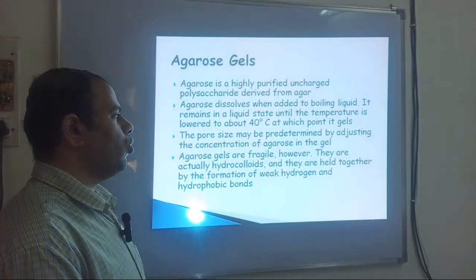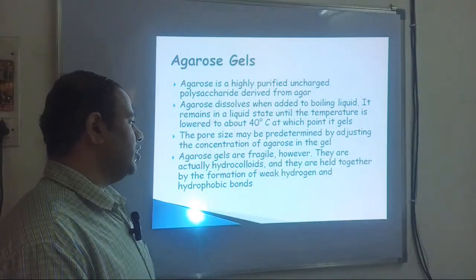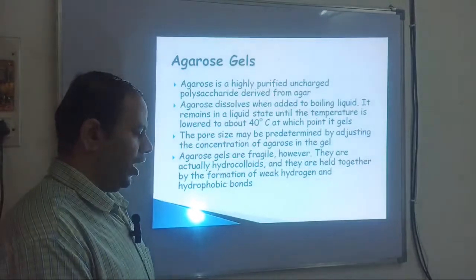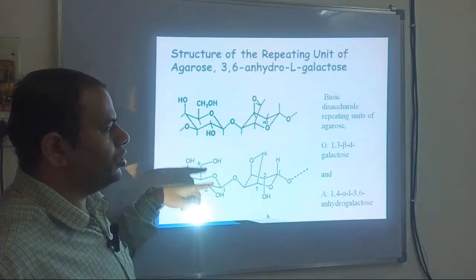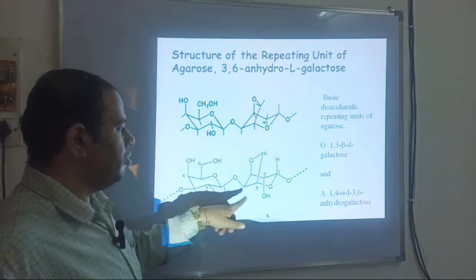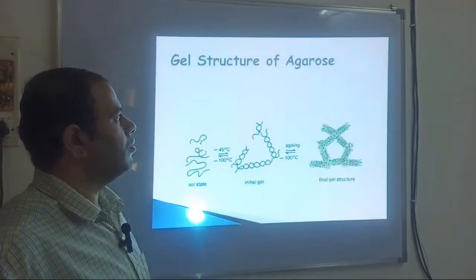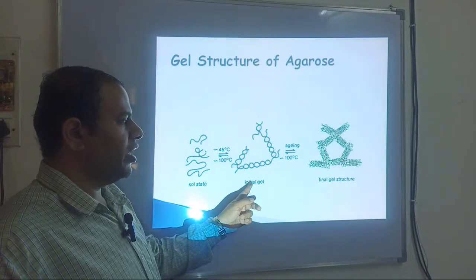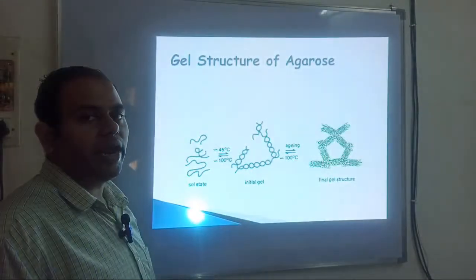So the pore size, I already told you, depends on the concentration of agarose. These gels are fragile. They are actually hydrocolloids and they are held together by the formation of weak hydrogen bonds and hydrophobic interactions. You can see the basic disaccharide repeating unit of agarose, that is galactose and 3,6 anhydrogalactose. You can see the connection between them. This is the anhydrogalactose molecule and this is the galactose molecule, as shown in the figure. In the solid state it is like this. When you are heating it, it starts polymerizing and the final gel structure becomes like this, meaning this kind of pores can be created in the gel.